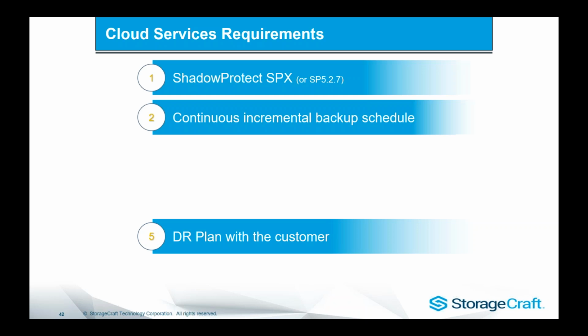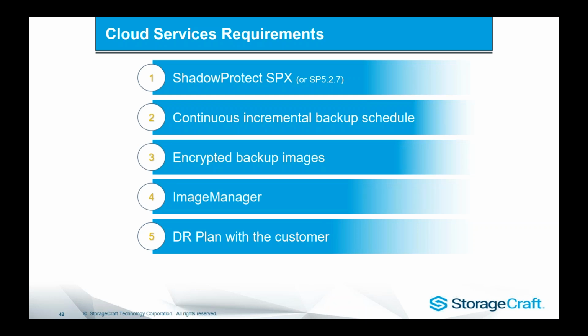So some of the key requirements with the cloud is you want to be using our latest versions of ShadowProtect, the continuous incremental backups we talked about, where you want your backups encrypted. You need to be using Image Manager, and you need to have a DR plan. You need to understand, look, in the event of something going wrong, who needs access to what, servers need to be virtualized in which order, where's everyone going to be. And once you know that information, you can start configuring the networking in our cloud to facilitate those requirements. So I think that's really key.